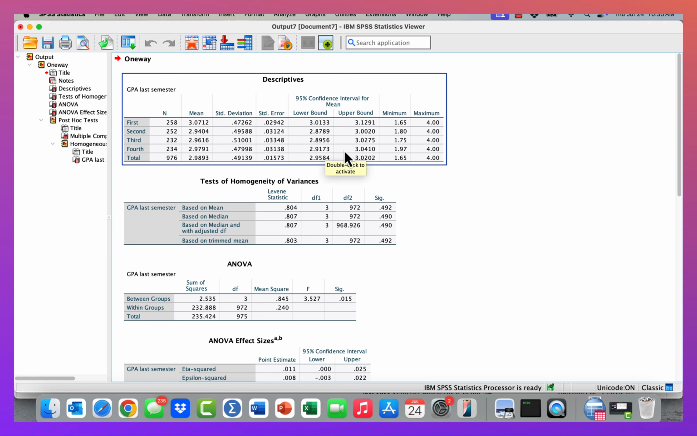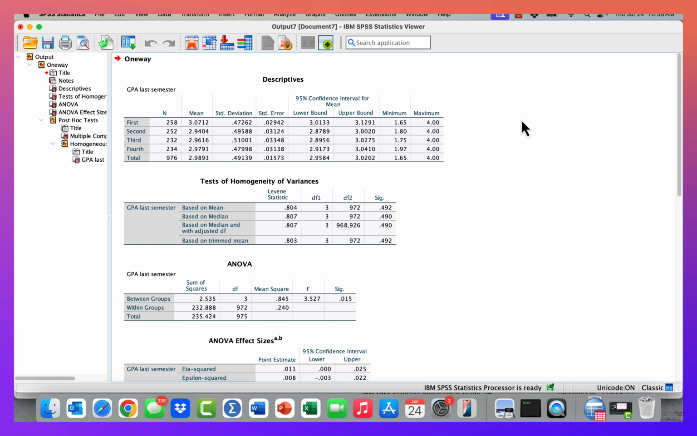And then it looks like for fourth year students, their upper bound is 3.04, and for third year students, their upper bound is 3.02. So they might not be statistically different from our first year students or anybody else, because all of these confidence intervals for second, third, and fourth year students overlap. But let's get to the ANOVA F test and see what really is going on.